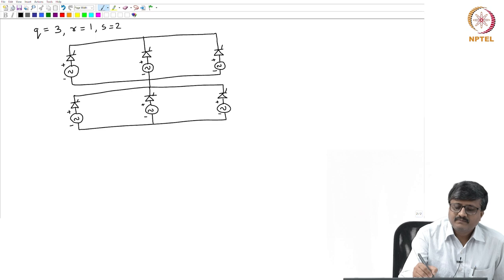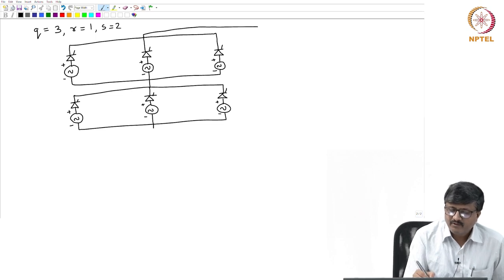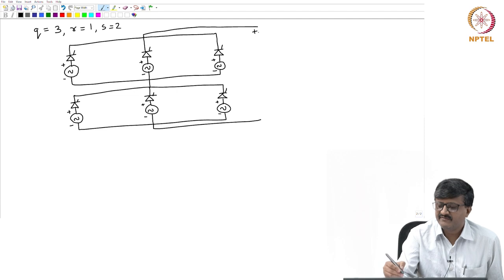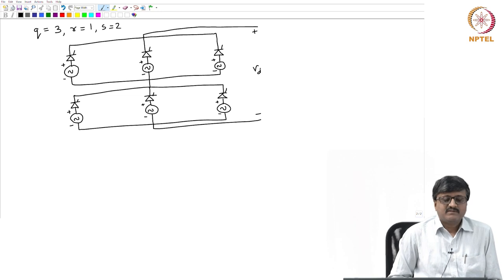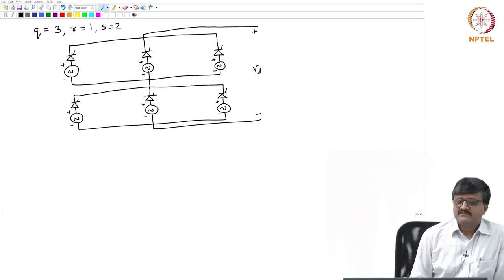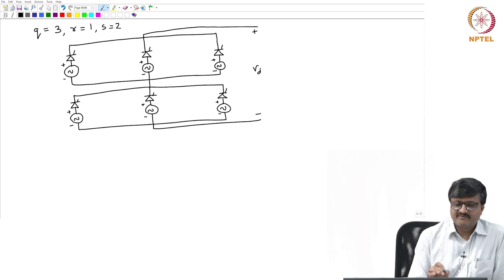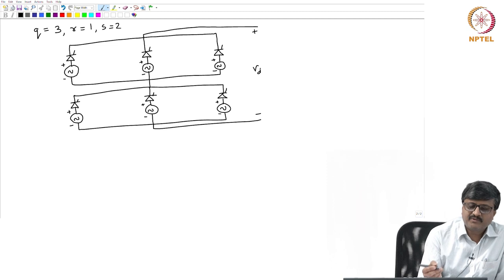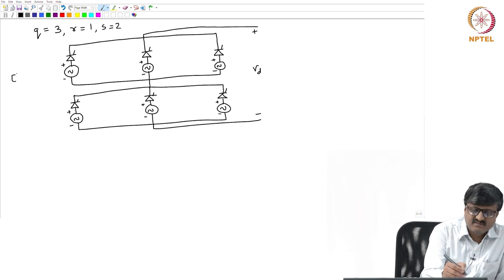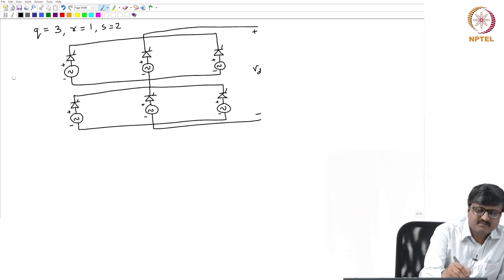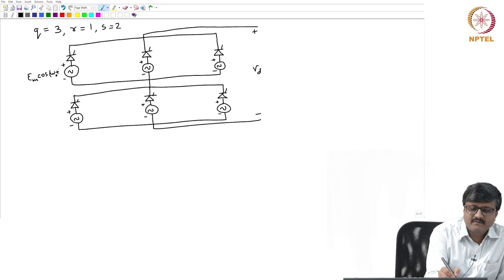So, I bring out 2 terminals which are the terminals of the DC side and the voltage across this is VD. So, let me give some name for these thyristor valves, but before that let me try to give the expression for the voltages. Okay. So, suppose this voltage is Em cos omega ot.